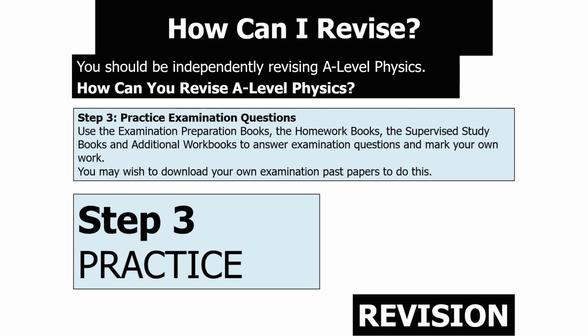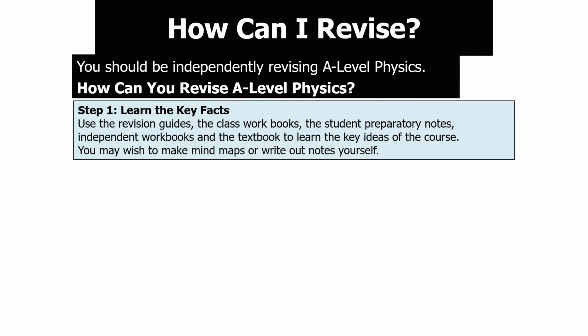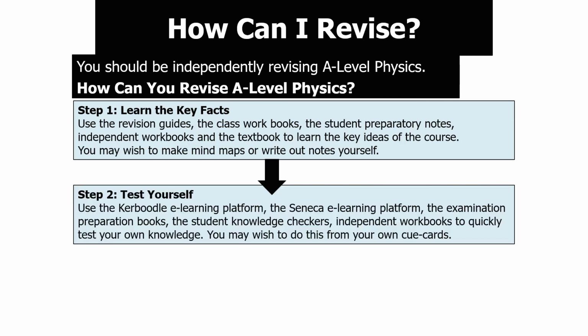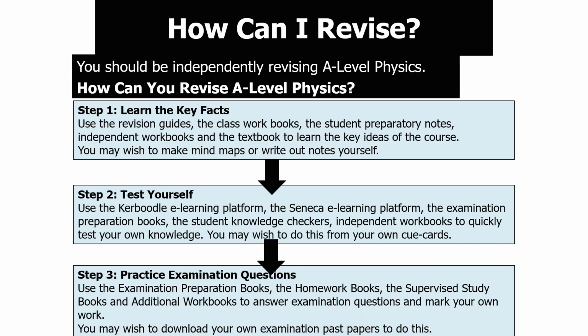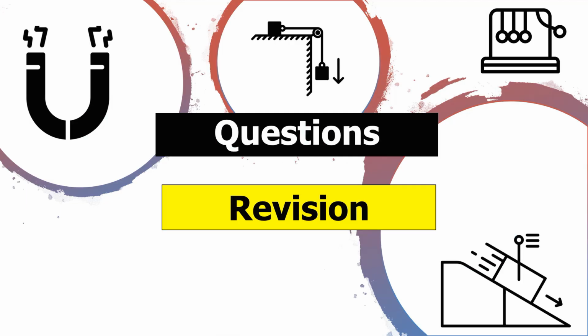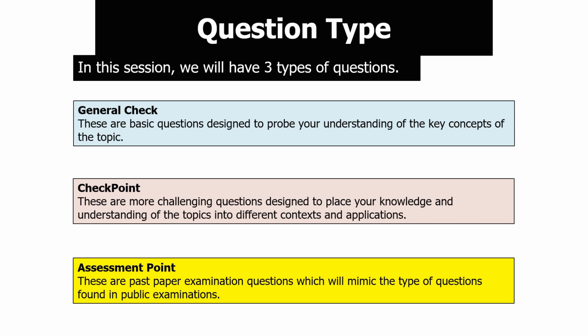The third step is to practice examination style questions. Use exam prep books, homework books, supervised study books, additional workbooks to answer exam questions and to mark your own work. Now you might wish to download your own examination past papers to do this. So your three steps are learn the key facts, then testing yourself, and then practicing exam style questions. Now in this revision session you're going to find three types of questions. The first types of questions are the general check questions.